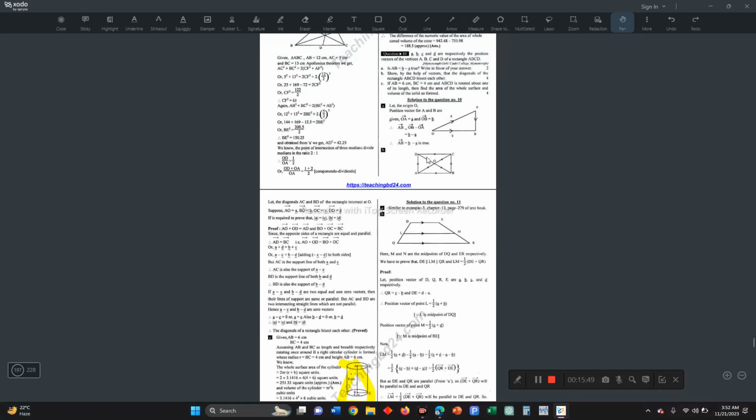Now in question number 7, another rectangle with a length of 6 centimeter and a breadth of 4 centimeter has been given, and the rectangle has been revolved once so that a cylinder is formed. Now we have to determine the area of the whole surface of the cylinder and the volume of the cylinder.